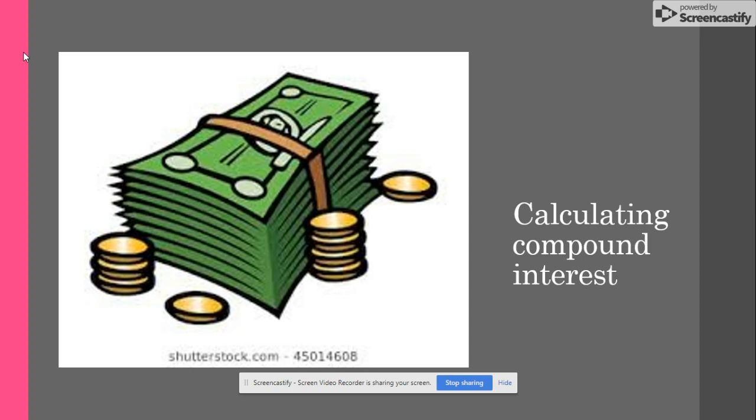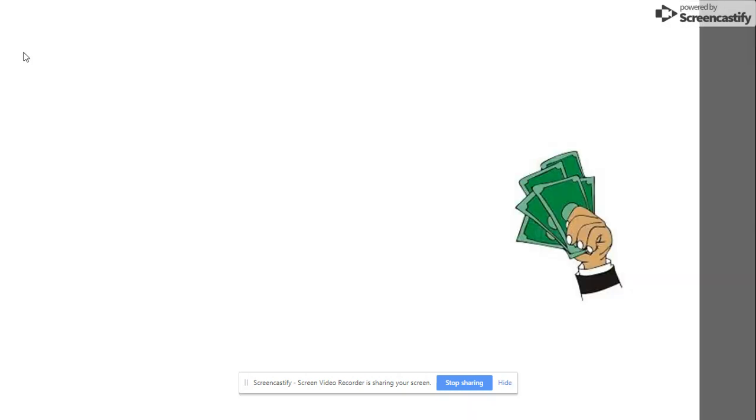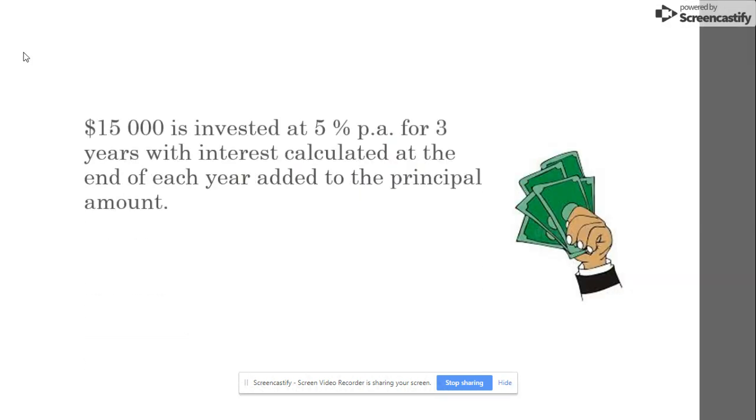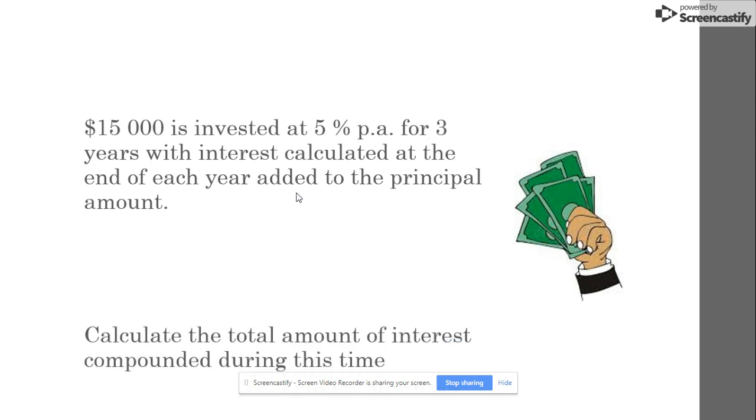Now we're talking about calculating compound interest. Okay, we've done simple interest. Let's move on. So, the question will say to you, $15,000 is invested at 5% per annum, and we know that's per year, for 3 years, with interest calculated at the end of each year added to the principal amount. So basically, you're going to make more money. That's the bottom line. Let's have a look how it works.